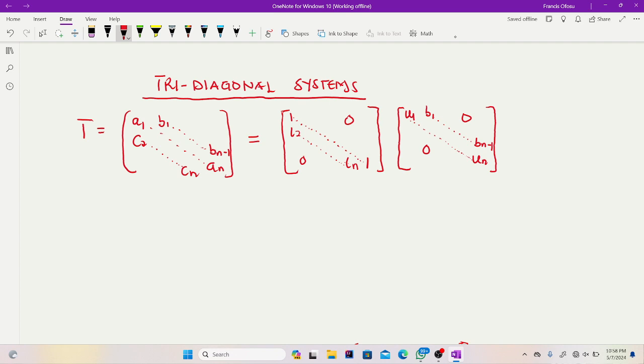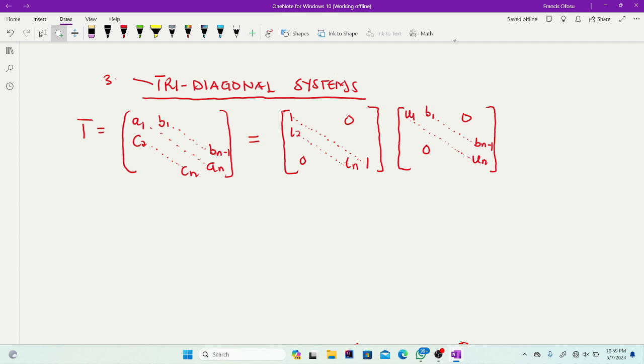So, when we say tri-diagonal systems, what are they? As the name suggests, tri, right? Three. So three diagonals. If you have any system represented in a matrix form and having the entries lying on three diagonals, then we say that it is a tri-diagonal system, right?